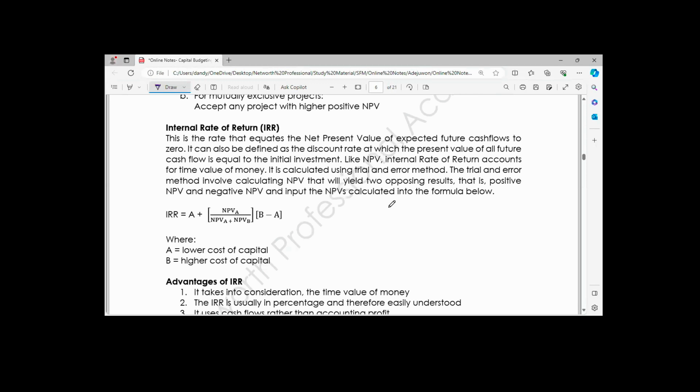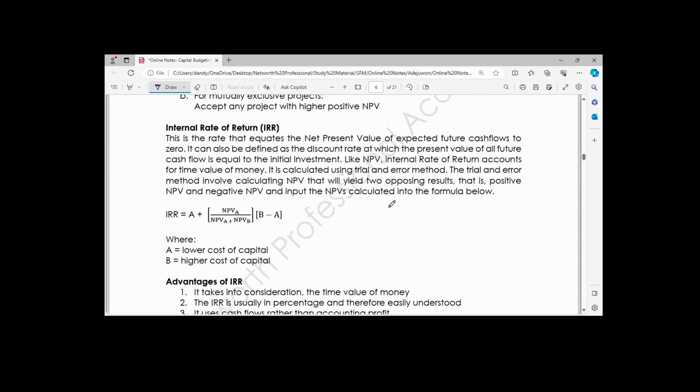The internal rate of return relies heavily on the use of trial and error method, okay? It relies heavily on the trial and error method of calculating NPV for the purpose of calculating the internal rate of return.